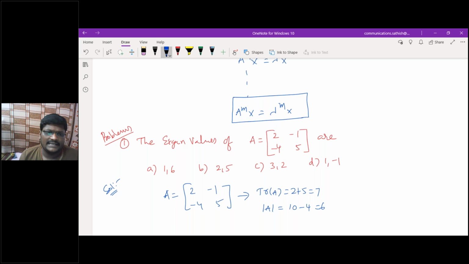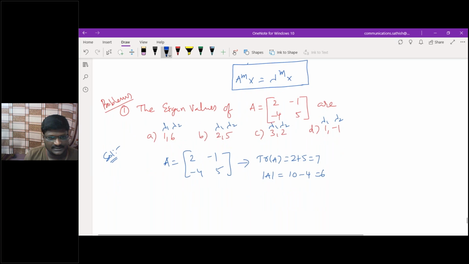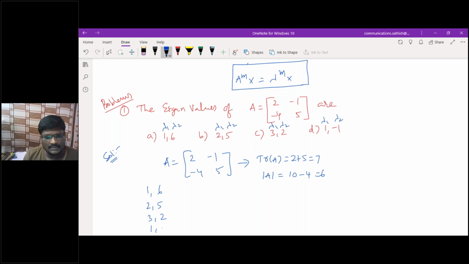They are given as lambda 1, lambda 2. Suppose I write all the 4 options here: 1, 6; 2, 5; 3, 2; 1, -1. Are you able to follow me?